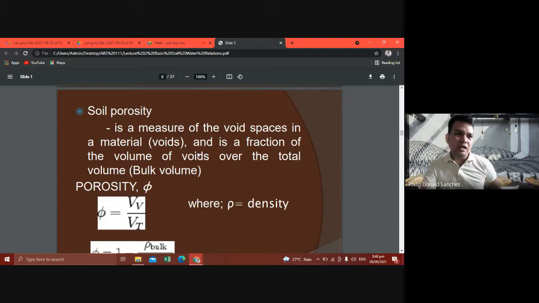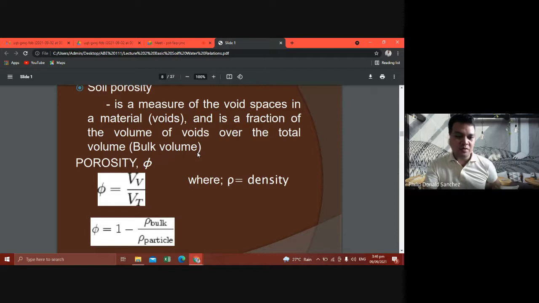When you think about these open spaces underneath, all of them are what make it porous. It's a fraction of the volume of voids over the total volume. So the volume of voids divided by the total volume, or the total as a whole, times 100%, is your porosity. So you cannot say that the whole is just its volume, as there's some percentage of porous material or void spaces inside that.